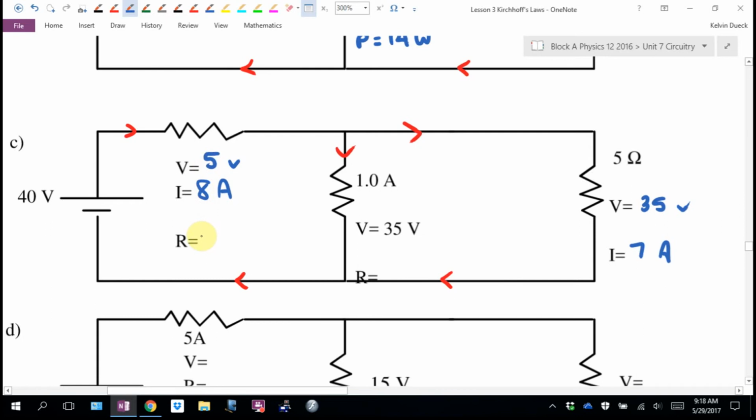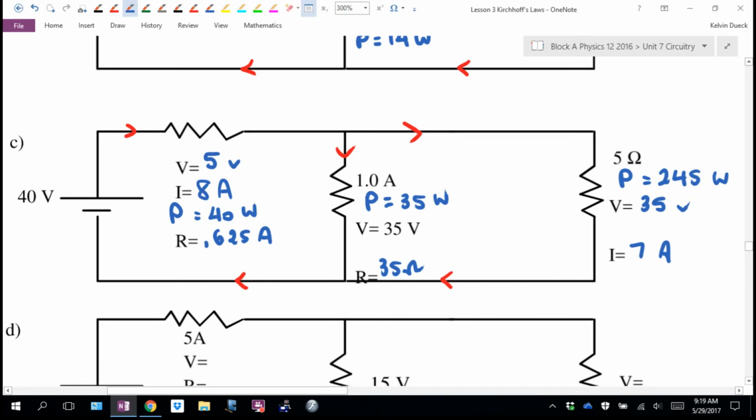R equals 5 divided by 8. That's 0.625, yeah? And power is going to be 40 watts. V times I. R is going to be 35 ohms, 35 divided by 1, yes? And power is going to be 35 watts, V times I. Here, all I need is power, and that's going to be 35 times 7, 210 plus 245?